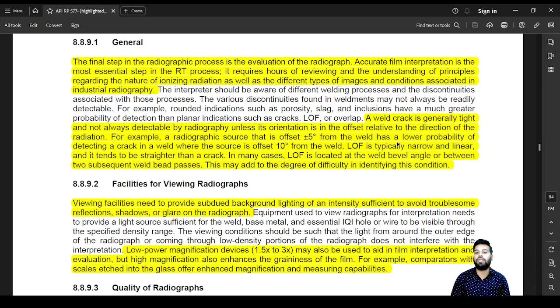LOF, that is lack of fusion, is typically narrow and linear. It tends to be straighter than a crack. In many cases, LOF is located at the edge of the bevel, between two subsequent weld passes. This may change the degree of difficulty in identifying this condition.